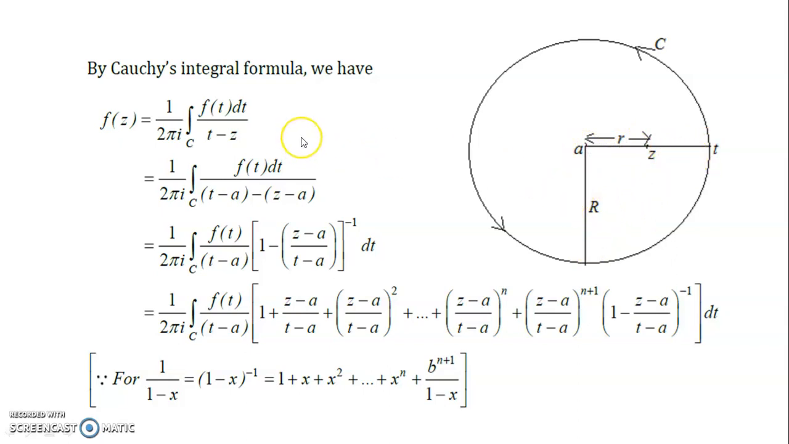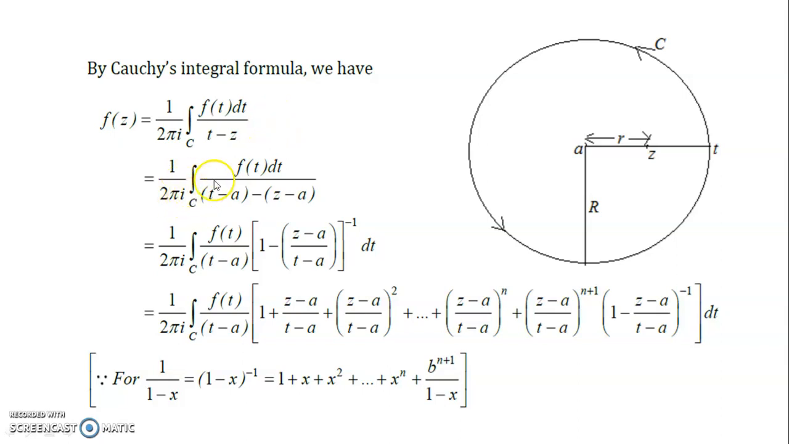So now we can make use of Cauchy's integral formula. As we know, f(z) equals 1 over 2 pi i times the integral of f(t) dt divided by t minus z over the closed circle C, the main circle. Here a is the center, and modulus of t minus a equal to capital R is the equation of the main circle.